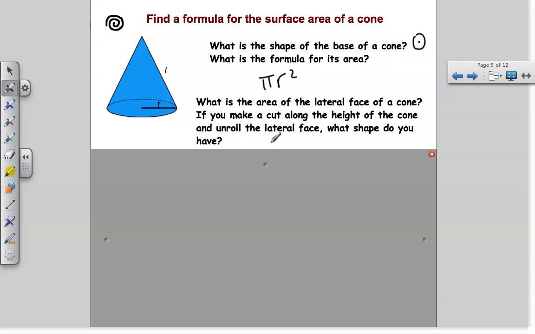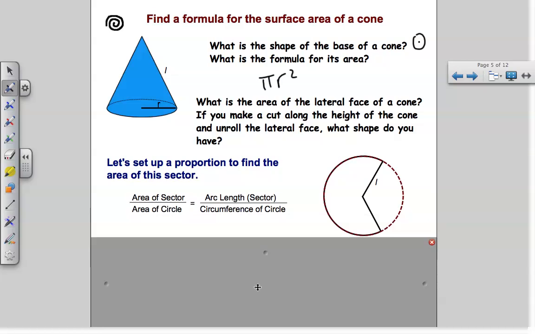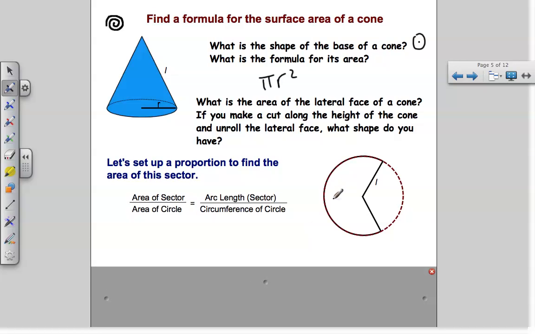The hard part, and this is going to take some work. What's the area of the lateral face of a cone? Like, what's the area of this rounded surface here? Well, if I make a cut along the side of a cone, along the height of a cone, or slant height, and I unroll it, what shape do you have? You actually get a sector. What shape do you have? You get a sector. If you unroll a cone, you get this portion right here.